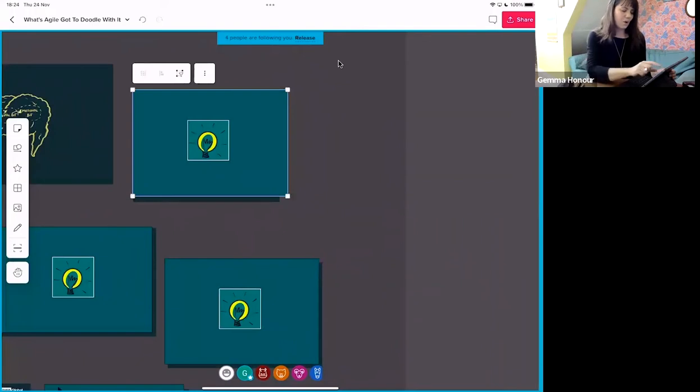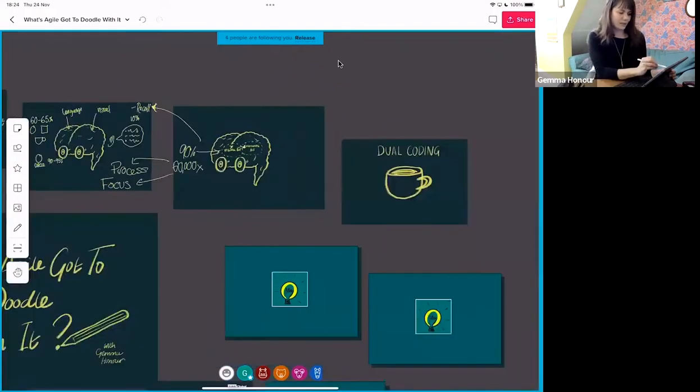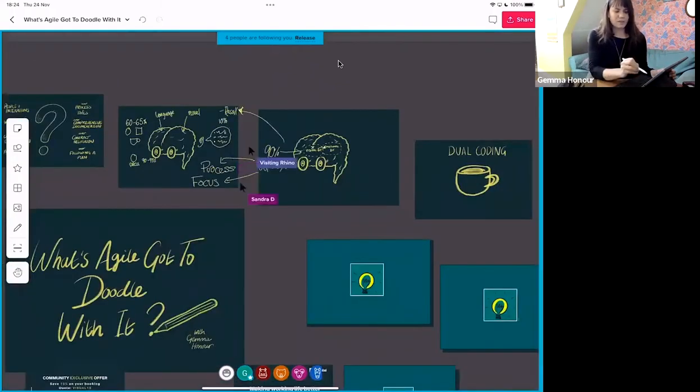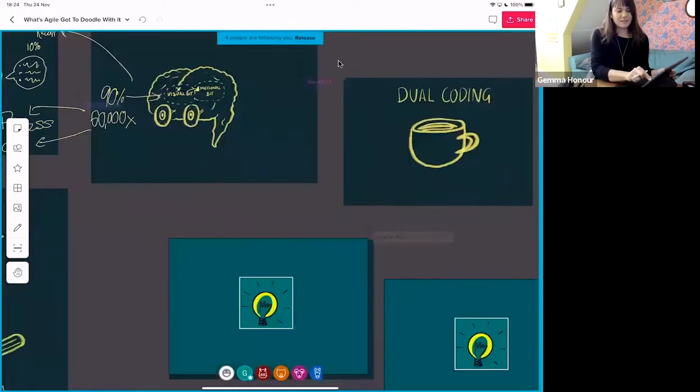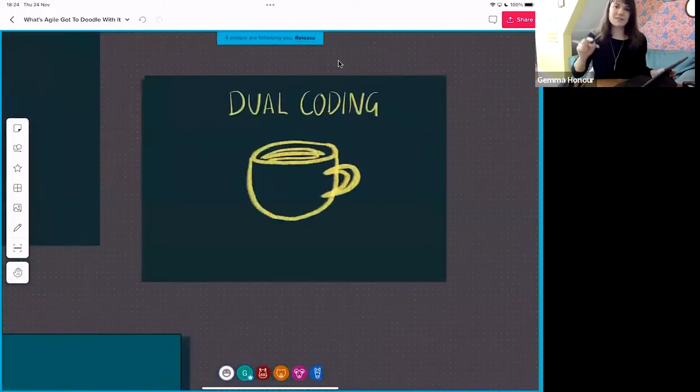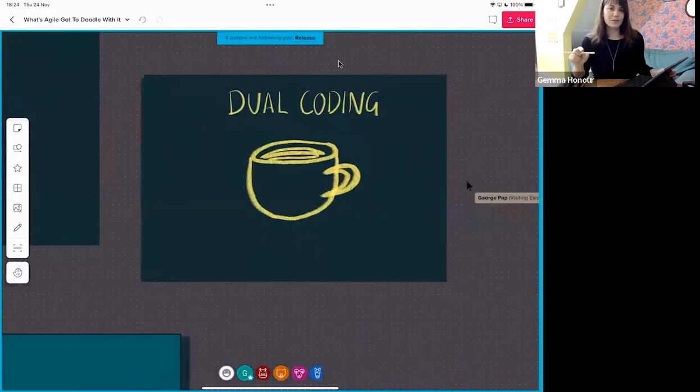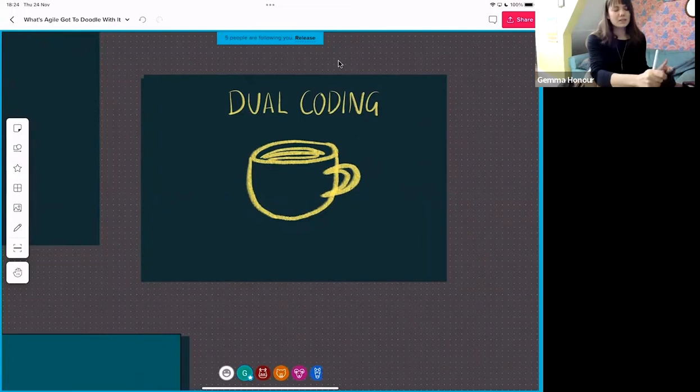So what is it about putting an image and a word together? Now that is something that is very specific, and scientists call it dual coding. So dual coding is literally just an image, which is going in one channel in your brain, and then a word, which is going in another channel in your brain. And I'm just going to use this as an illustration to show you how this works.